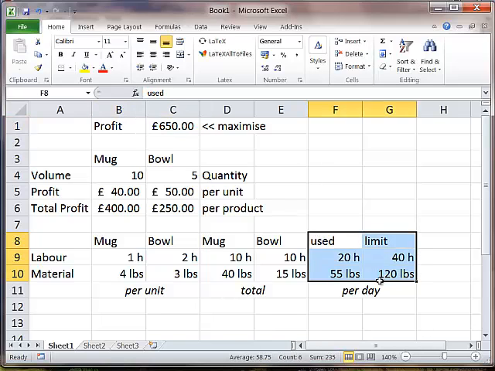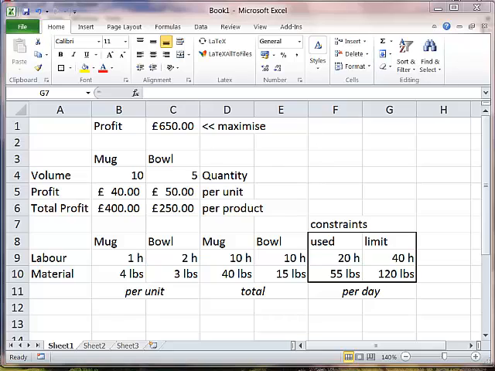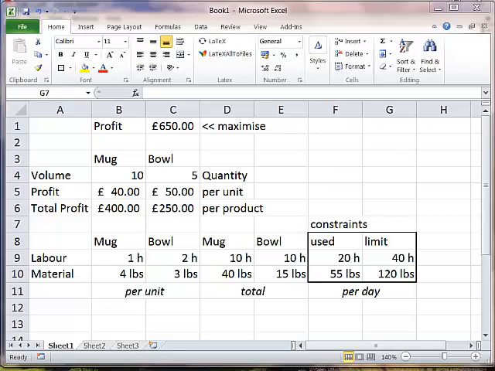This is our constraint, so we cannot go beyond this daily limit. Okay, so constraints. So 20 must be smaller or equal to 40, 55 smaller or equal to 120. We actually have some tasks in our original specification.